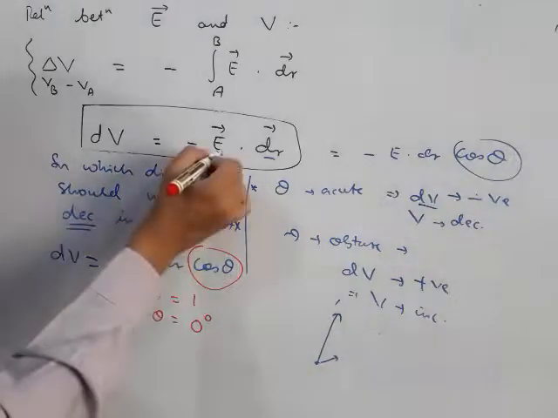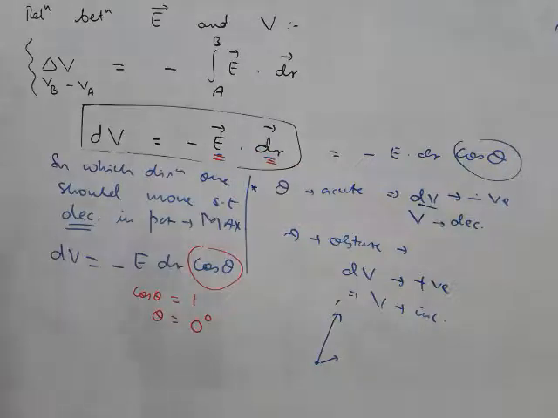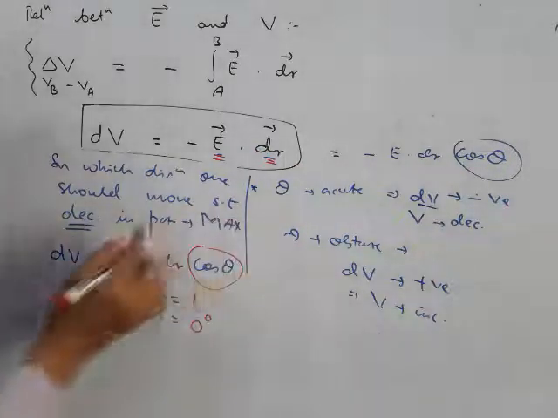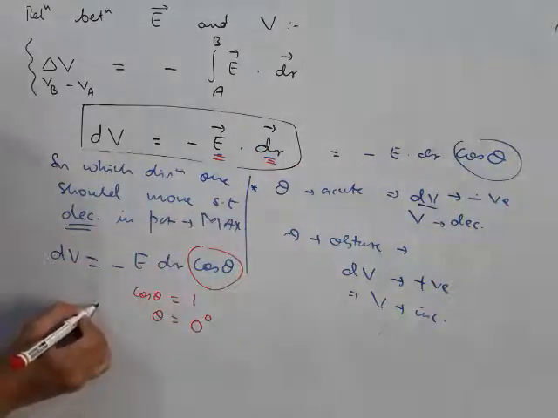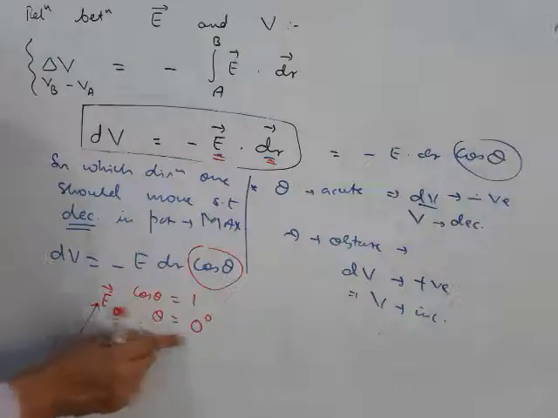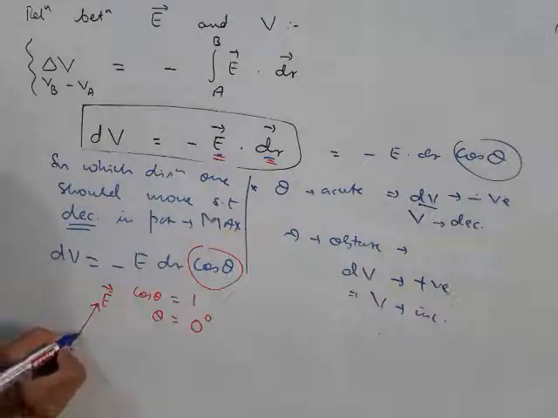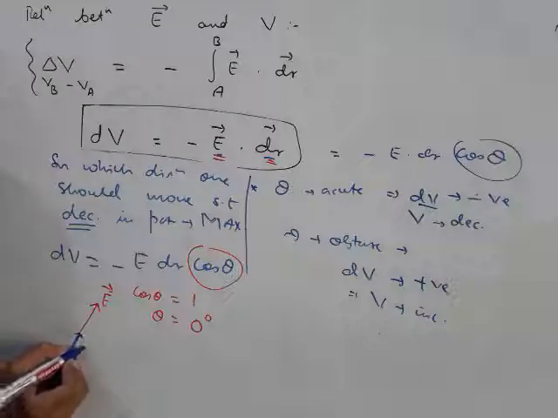What is theta? Theta is the angle between E vector and dr vector. So how will you move in that condition? Suppose this is the direction of electric field. You have to move in such a direction that makes 0 degree angle with electric field. So your dr vector should be along E vector. If you are standing at this point, you should move in the direction of electric field.